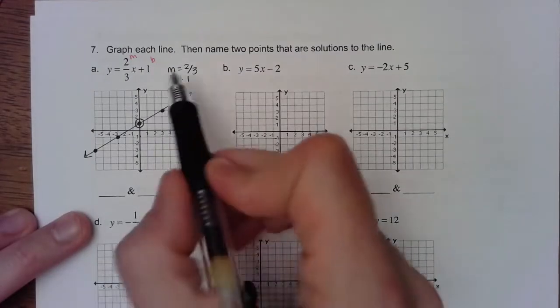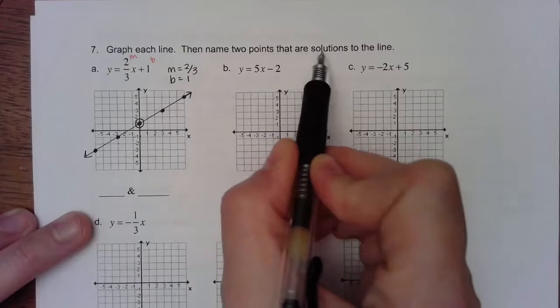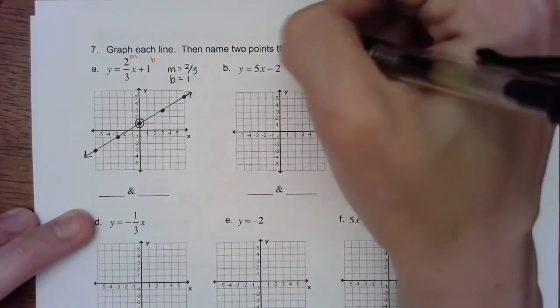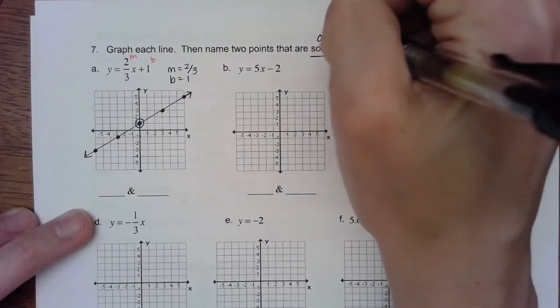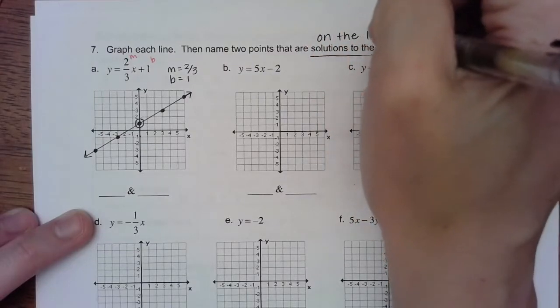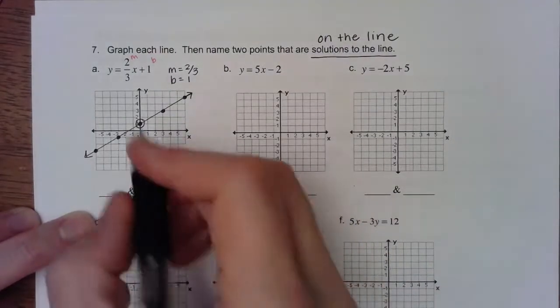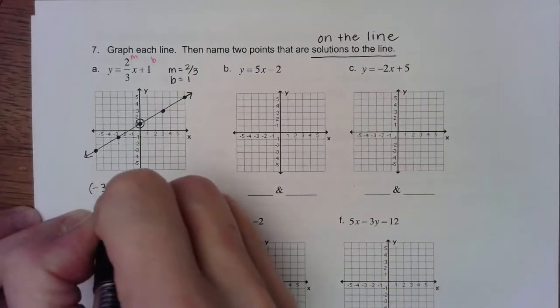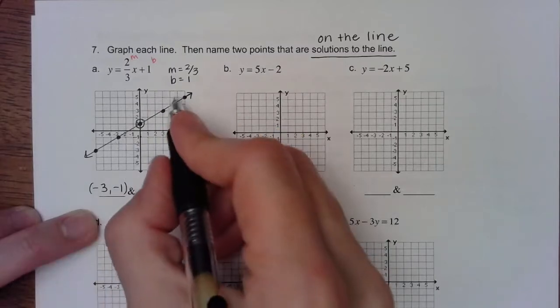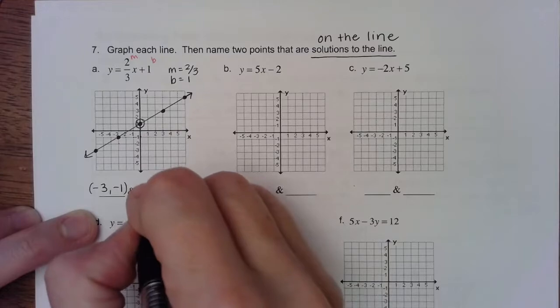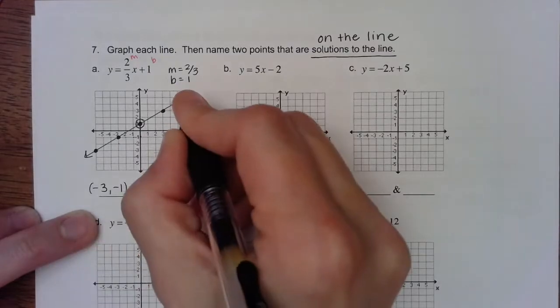This part down here wants you to name 2 points that are solutions to the line. Solutions to the line means name 2 points that are on the line. So on this one, there's 5 choices for what you can pick. It doesn't matter which ones you pick. I'm going to do -3, -1, so that's this one. And then I'll do, I don't know, 6, 5. So that's this one over here.